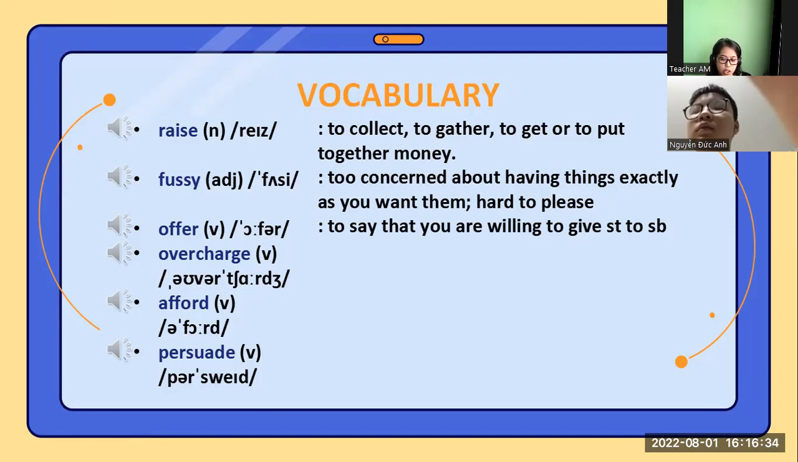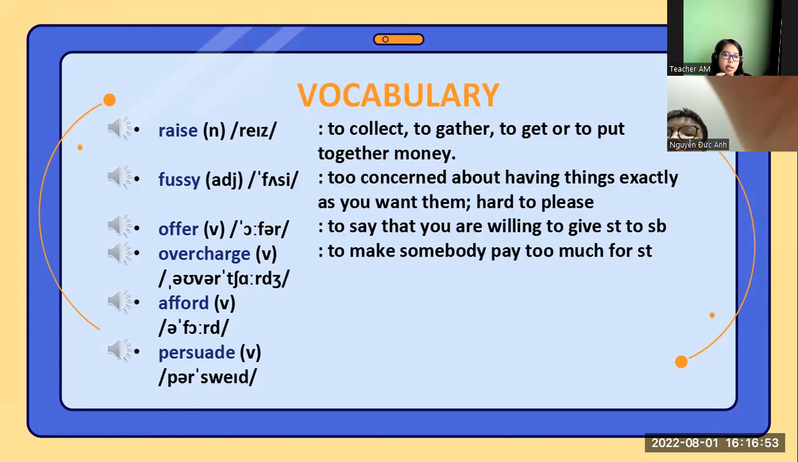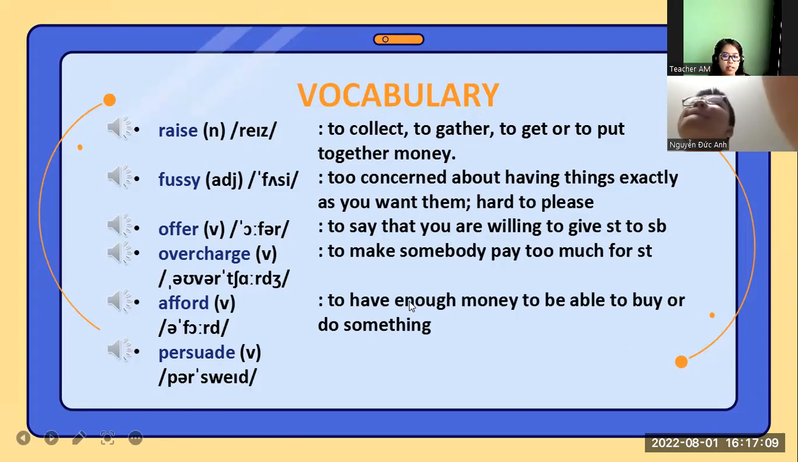So next we have overcharge. You say overcharge. What do you mean by that? Charge very much. Very good. Charging very much. To make somebody pay too much for something. What about afford? What do you mean by afford? To have enough to buy something. Okay, very good. To have enough money to be able to buy or do something.